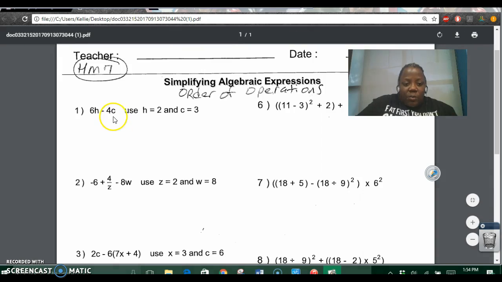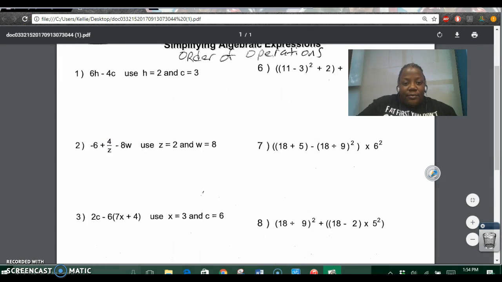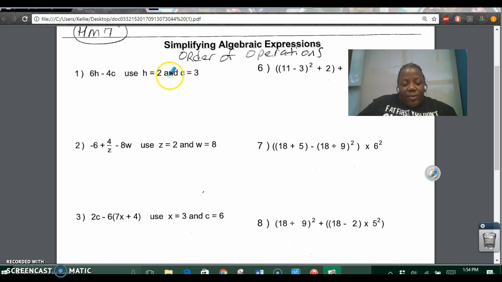I'm first going to start with number 1 for simplifying expressions. So when simplifying expressions, what I like to do first is take what the letters stand for and plug them in. In fact, let me make this one a different color. There we go. Okay, so that's what this is, and that's what this is. And whenever you have a number right next to a letter, what that means is multiply. So this is 6 times h. And what is h? H is 2.